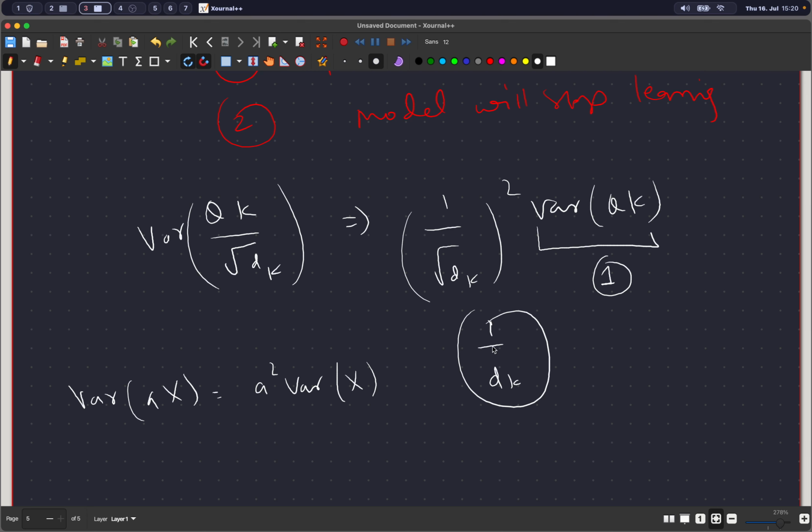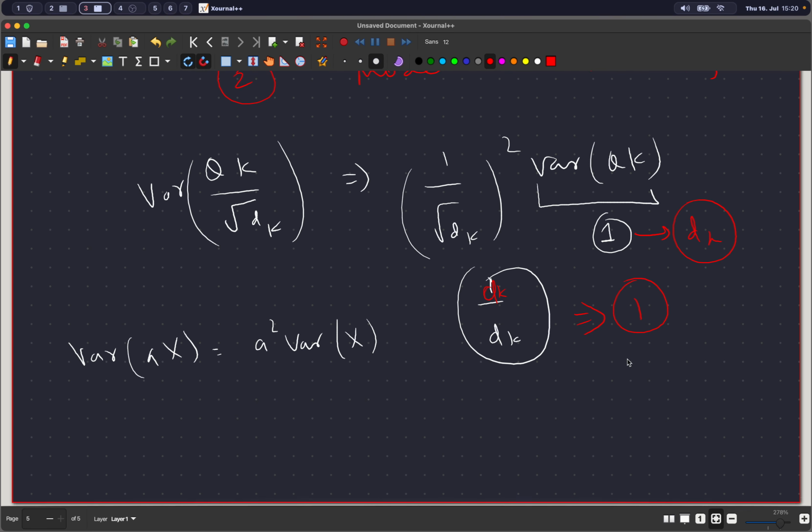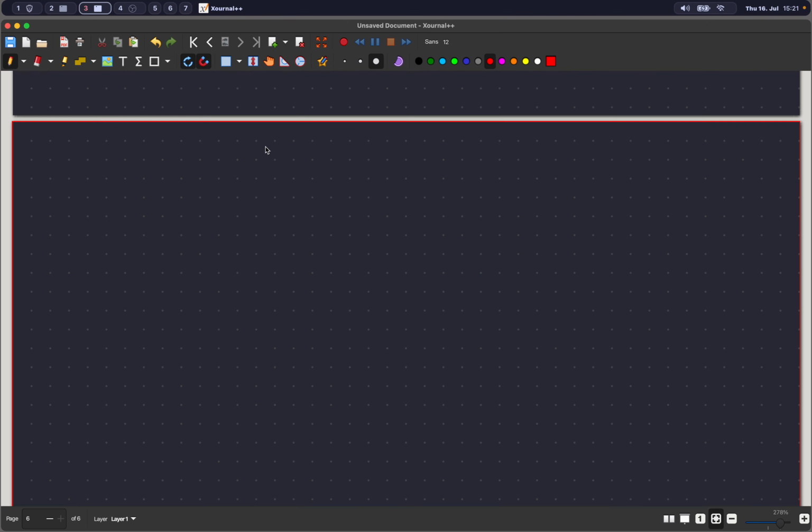So 1 by dk will be the variance, right? I made a mistake. The variance of qk is not 1, it's dk. And the final answer will be dk by dk, which will be equal to 1. So what just happened is, dividing by root dk shrinks the variance down to 1, which will keep our attention scores in a very healthy range to apply softmax over, right? This is why we are scaling our dot product between q and k by 1 by root dk. Let's move on now.